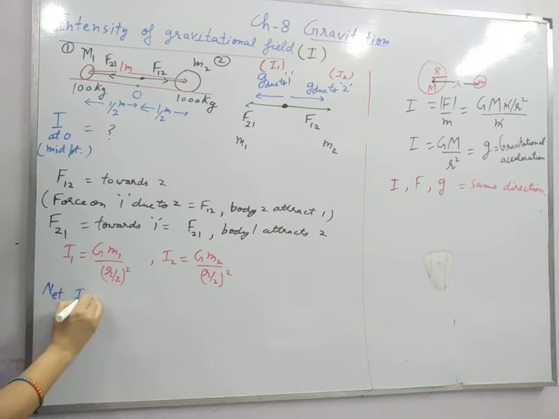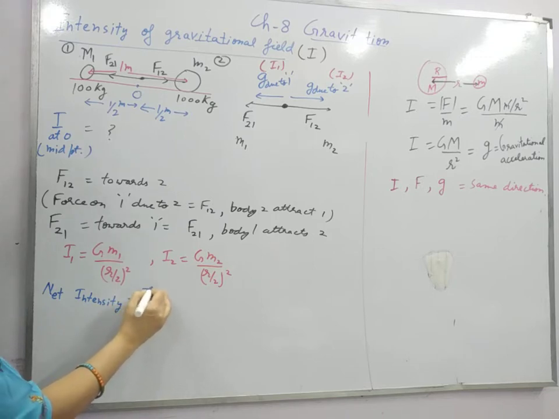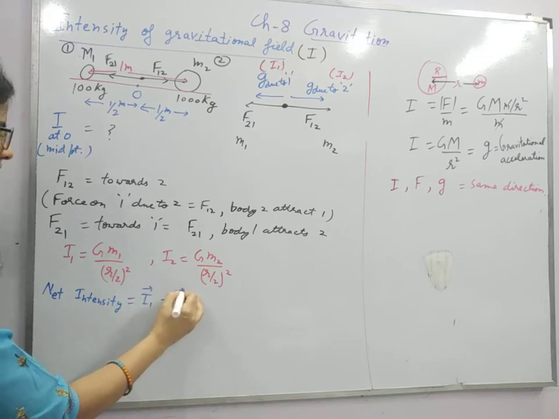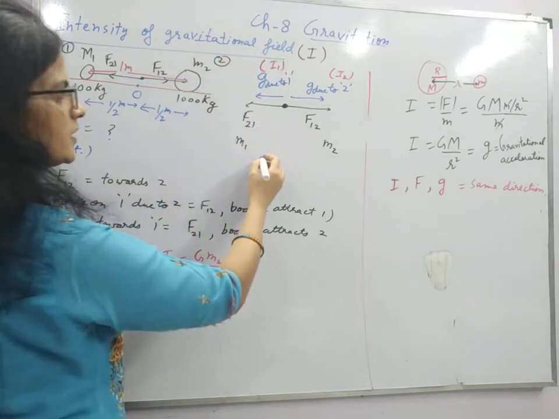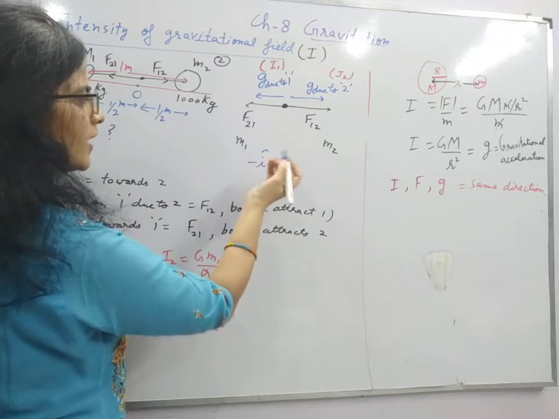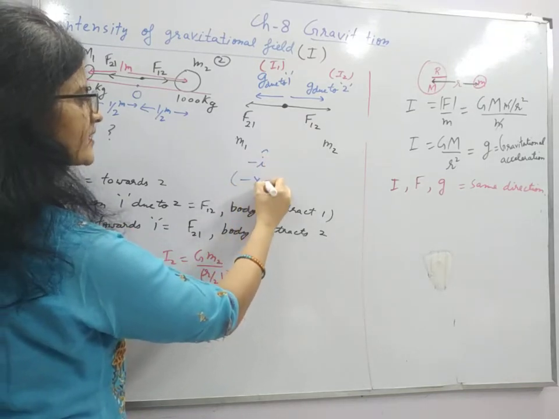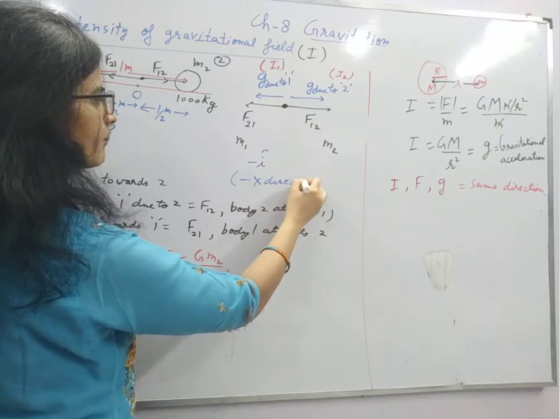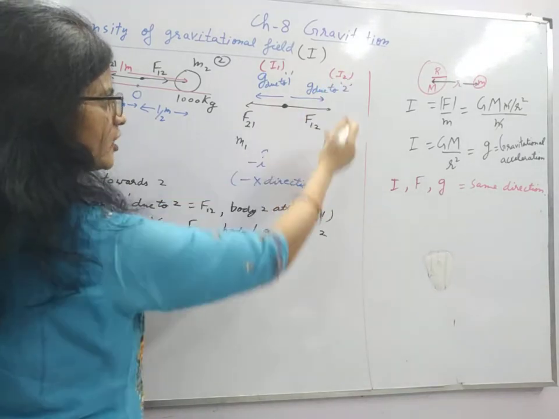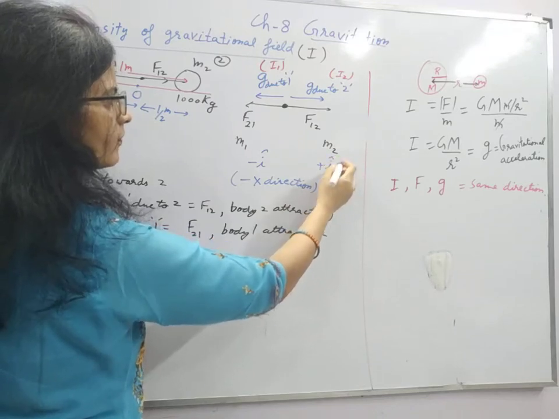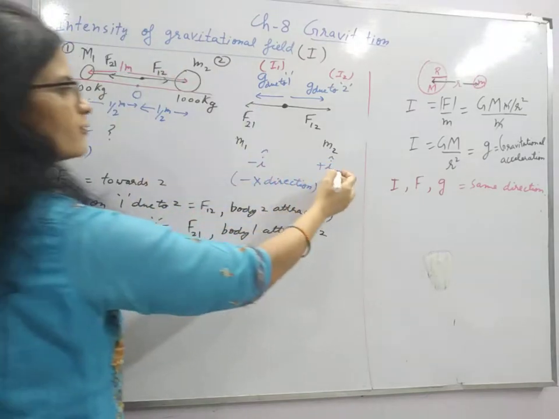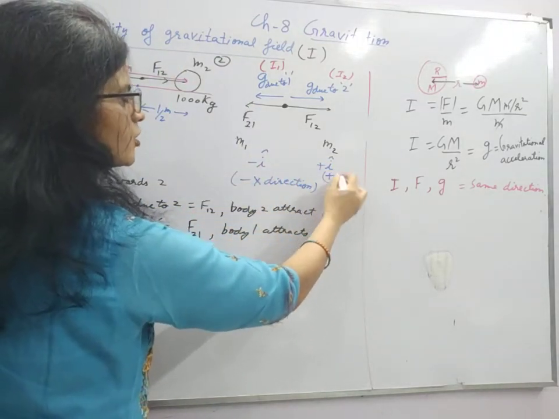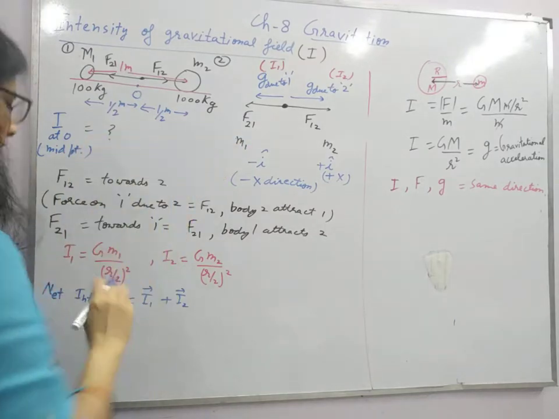So net intensity can be written as the vector sum of first and second intensity, right? Let's see what the direction of first intensity is. This will be minus i cap. Why minus i cap? This is the minus x direction. And the direction of the intensity of the second mass will be the plus x direction. So this will be plus i cap.